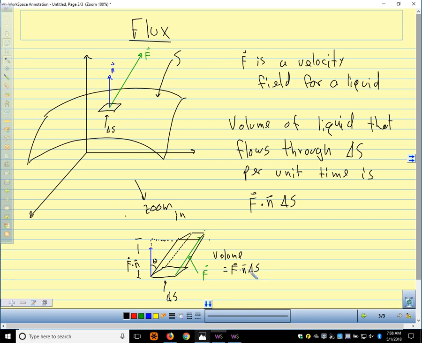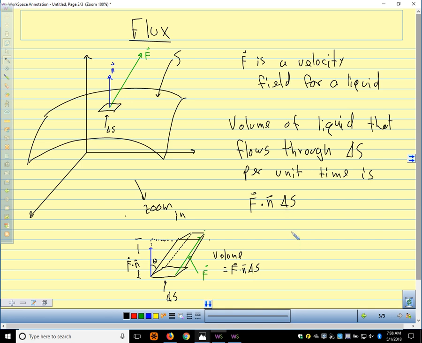So what we're going to do now is sum this quantity over some region in the xy plane to get the total volume of liquid that flows out of that surface per unit time. So at one little point in the surface, the volume that flows out of that delta S, little piece of area, per unit time, is f dot n delta S. We're going to sum this over the surface to get the total volume that flows out.